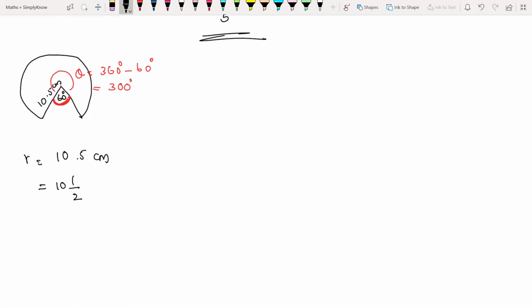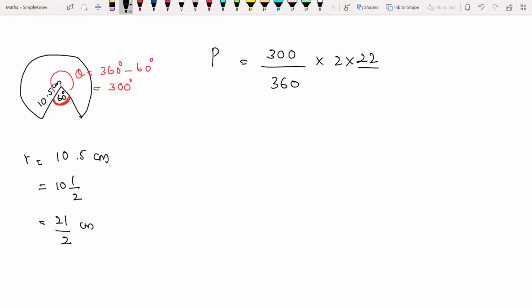Then let's turn to an improper fraction. 10 times 2, 20. 20 plus 1, 21 over 2 centimeters. Now let's find out our perimeter. P equals theta 300 over 360 times 2 pi, 22 over 7, R is 21 over 2, plus 2 times 21 over 2.